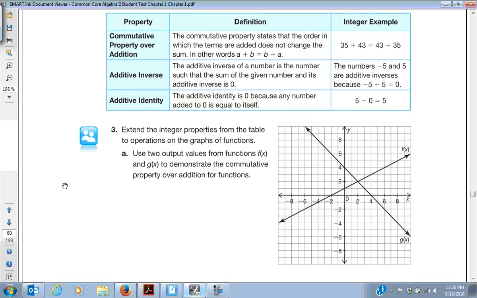Additive inverse. Additive inverse is when you have a negative 5 and a positive 5. When you add them together, what do they get? Do you know what the multiplicative inverse is? If I said what's the inverse of 4, do you know what the multiplicative inverse of 4 is?